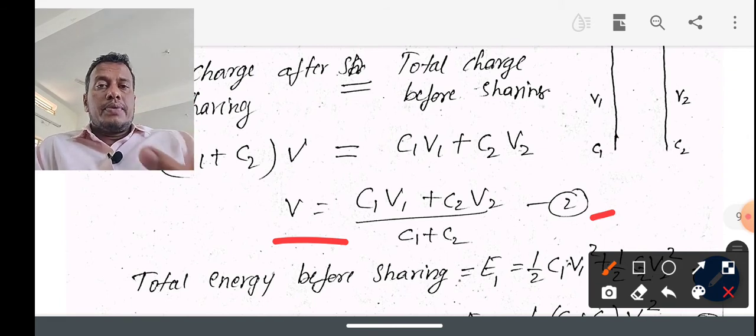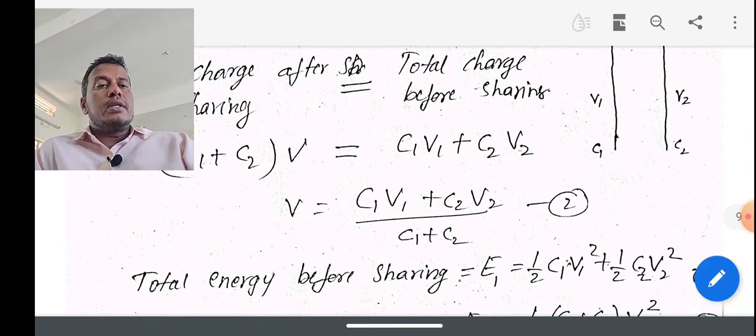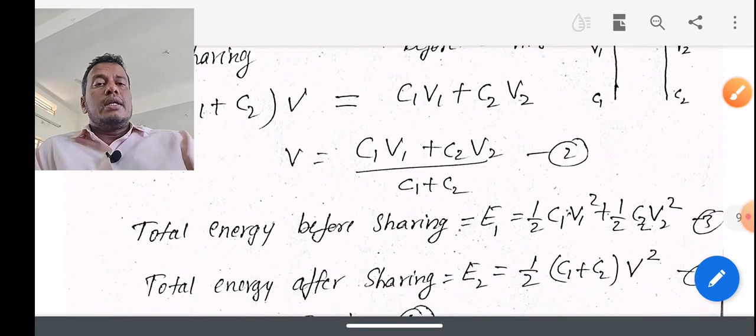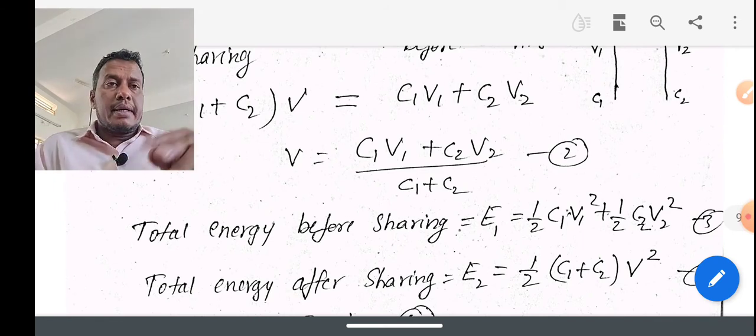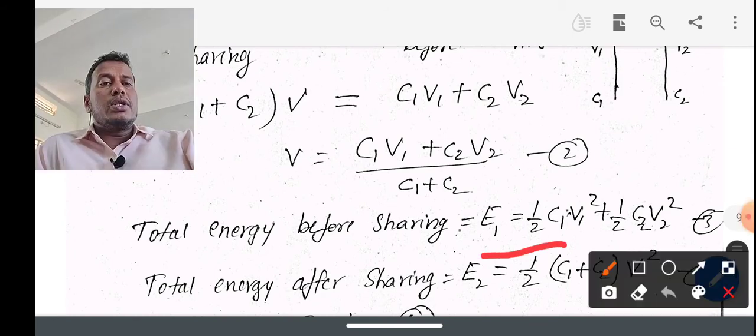Next we want to put this equation into some other equations. We see here the total energy before sharing. There are two capacitors, and the energy can be given by the relation E1 is equal to half C1 V1 square plus half C2 V2 square.